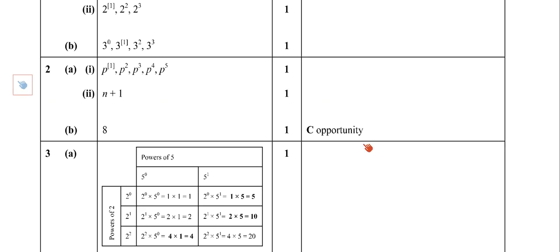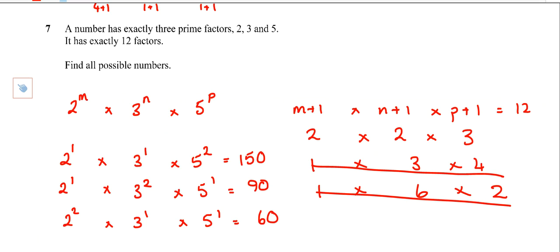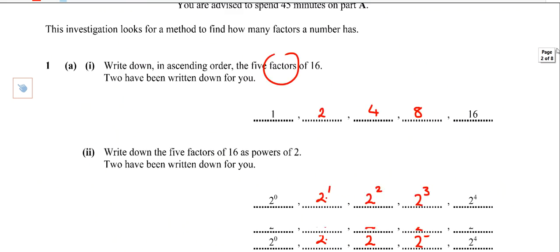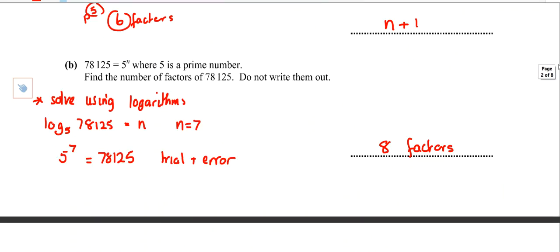So, for instance, for this question, what was it? Question 2. B. That's what we all guessed. Yeah. So if I only wrote down the number 8, I don't get a C opportunity. You'll understand more about C opportunity.